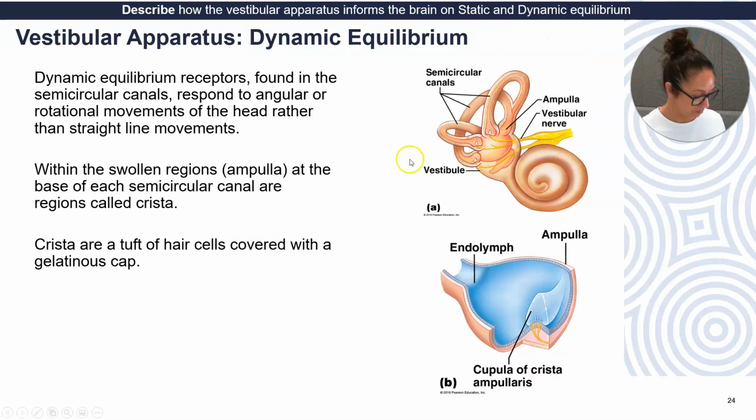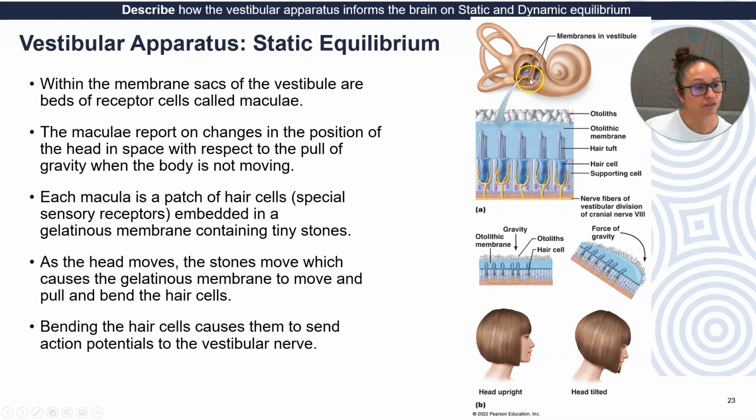And we have two of those. These things, one and two, are called maculae. This is the bed of receptors. One bed is sitting in the horizontal plane and the other bed is sitting in the vertical plane.